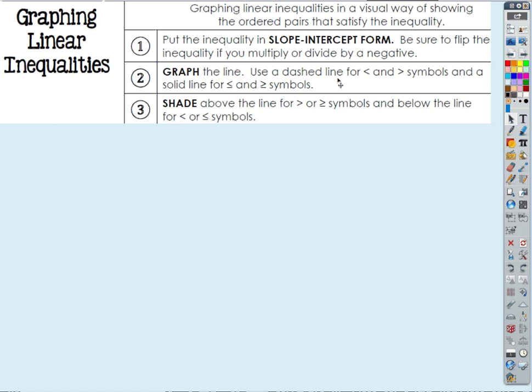The only thing we have to keep in mind here is that if the inequality includes an equal sign, then the line is part of the solution, and so we're going to graph it as a solid line. If the inequality doesn't include an equal sign, then we don't include the boundary line, so it's just dashed. Then the only really extra piece to this is which part we are going to shade, and we determine that based on the inequality sign.